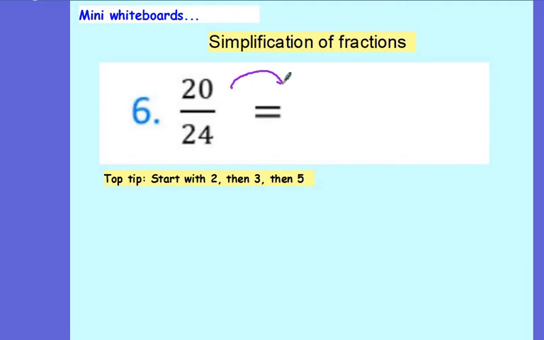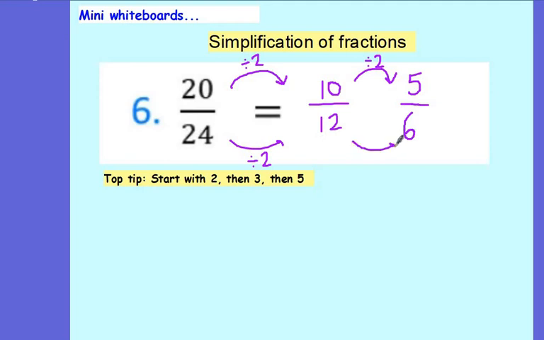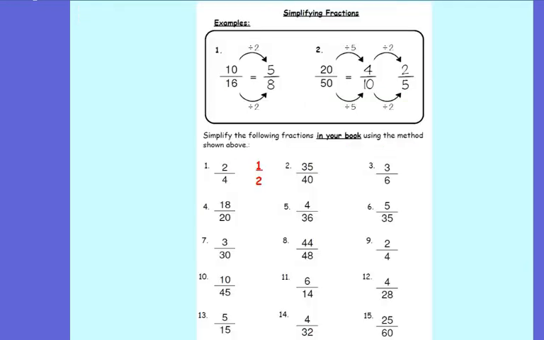Right, let's have a go together. Let's start by dividing by 2, always a good safe bet to start off with. That gives me 10 over 12. But we can go again, we can divide by 2 again, which gives me 5 over 6. And now there's no longer a number that goes into both 5 and 6, so we've finished.